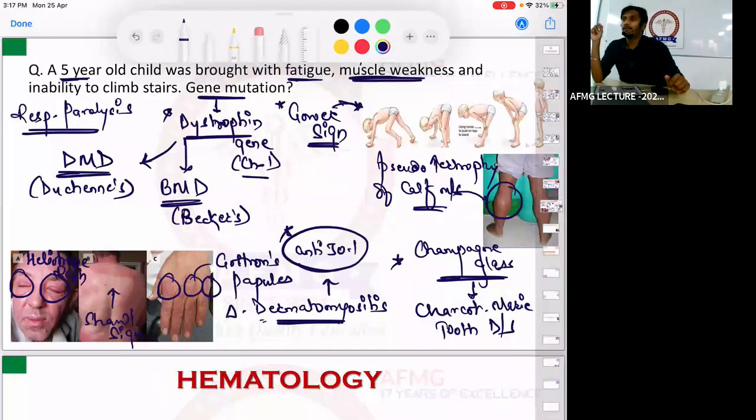Anti-Jo1 antibody. Which antibody is seen? Anti-Jo1 antibody. And drug of choice would be autoimmune steroids. Autoimmune steroids.